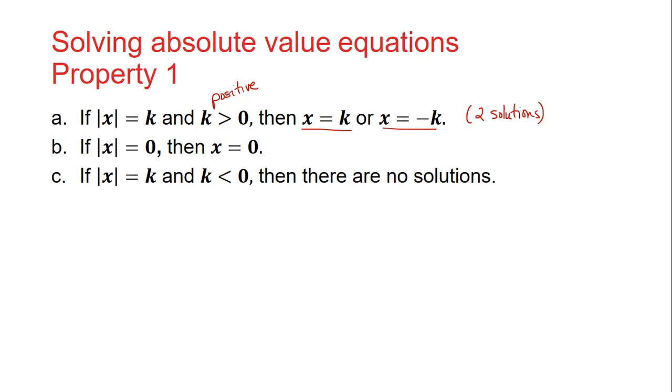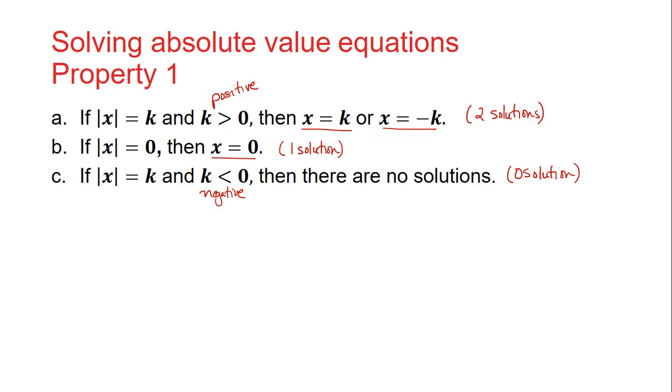If the absolute value of x is equal to 0, then the only value that makes that true is when x is equal to 0. So there will be one solution in this case. And then thirdly, if absolute value of x is equal to k, and k is less than 0, which means that k is negative, then there are no solutions because there are no numbers that have a negative distance. So we have 3 cases where we'll either have 0, 1, or 2 solutions.